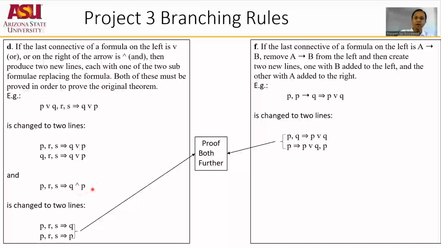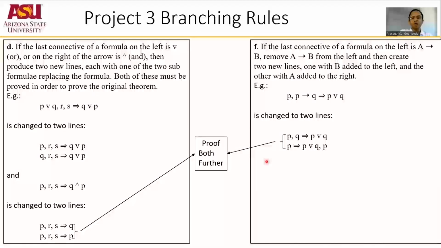Similarly, when you have a conjunction, or an and, in the conclusion, this results in two rules, one which has the Q and the other which has P. This is the fourth rule that you have as part of Wang's algorithm.